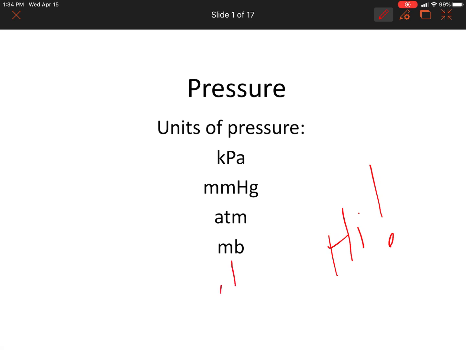That's generally a weather term, not used that often. So this unit is our gas unit. We're going to talk about pressure a lot here.